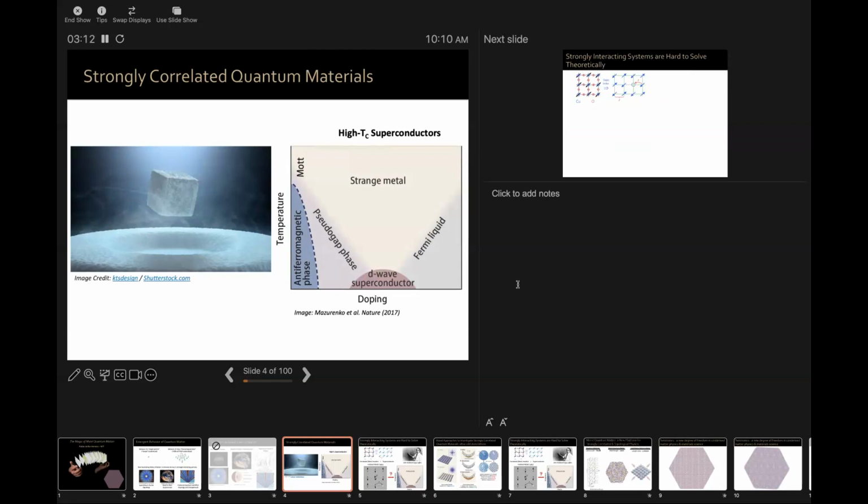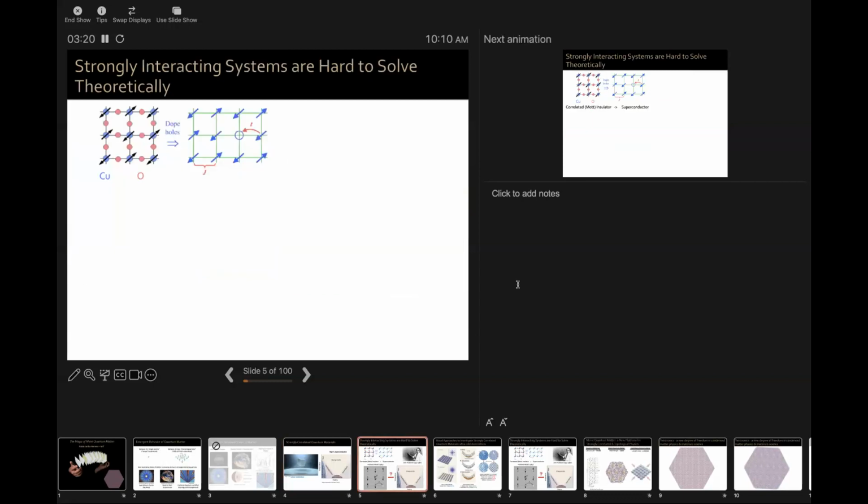Just to give you an example, or just to emphasize some of the difficulty, if you take a high temperature copper-oxide superconductor, all of the action takes place in these copper oxygen planes, where at a filling of 1 electron per copper atom, you have a Mott insulator. Strong repulsion between the electrons means they remain stuck in their positions and they cannot move, and therefore they do not conduct electricity.